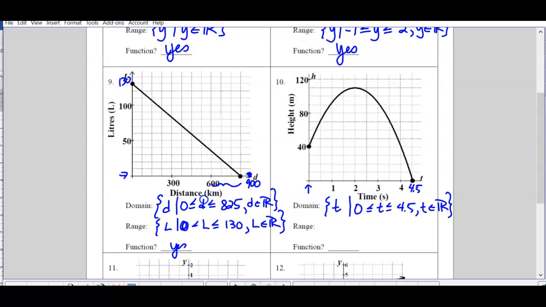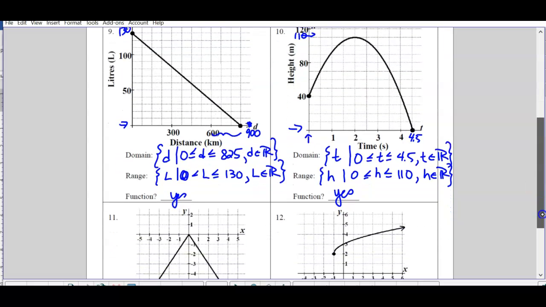And then the range, smallest is 0, and the maximum here is, so what's the scale here? 1, 2, 3, 4, 10. So that would be 110 there. So this is going to be H, where we're going from 0 to 110, and H is an element of the set of reals. Function, yes. Okay.